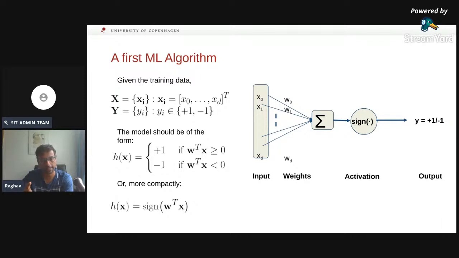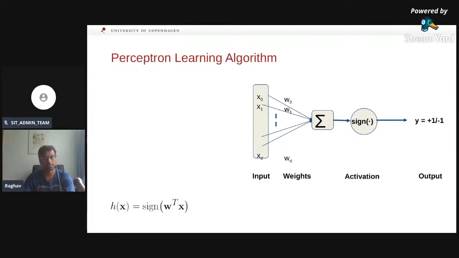Once we do that, we take this result and pass it to another function, which tells you the sign. If it's +5, it'll say the sign is plus, and if it's -5, it'll say minus. That we call the activation function. So the last line, h of x equals sign of W transpose X, is graphically denoted as we have here. You take the input, compute the dot product with the weights, that's up to the summation, and then you check what the sign is, that's the activation, and that is your result. If it's +1, it's the orange class. If it's -1, it's the blue class.